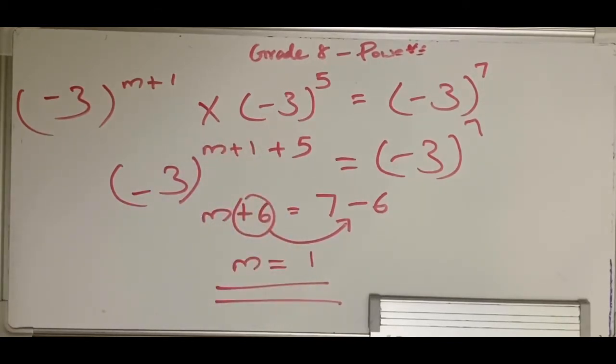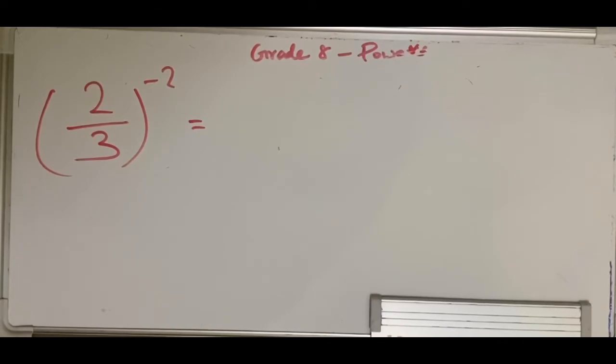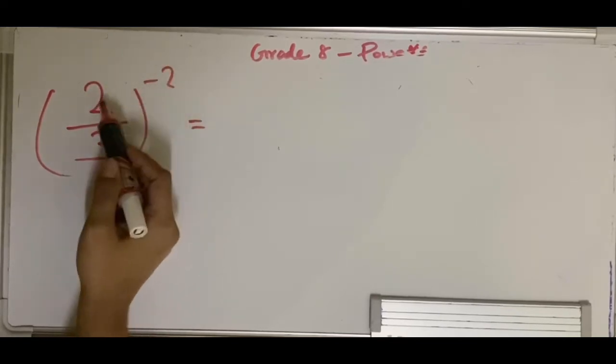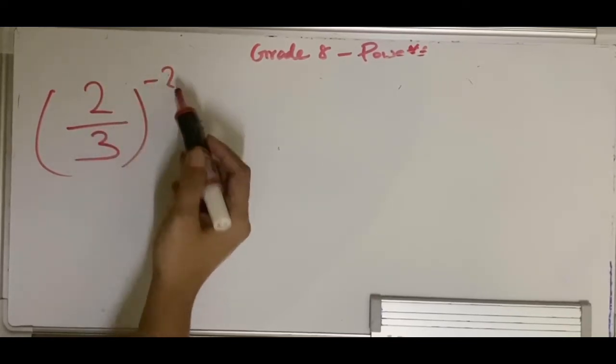Clear? Our next question is to solve this particular exponent, and we know that when we have a by b whole raised to m, we can write it as a raised to m, b raised to m, right?